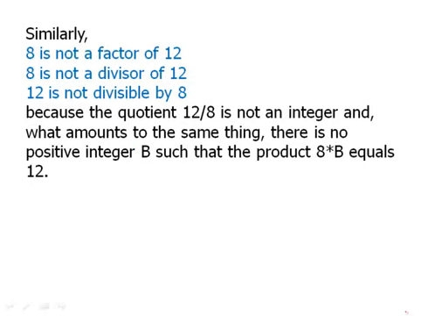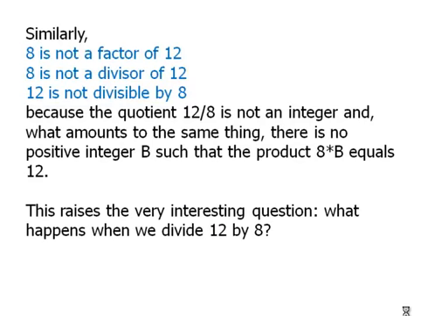Similarly, 8 is not a factor of 12, 8 is not a divisor of 12, and 12 is not divisible by 8. Because the quotient, 12 over 8, is not an integer, and what amounts to the same thing, there is no positive integer b such that the product of 8 times b equals 12. This raises the very interesting question: what happens when we divide 12 by 8?